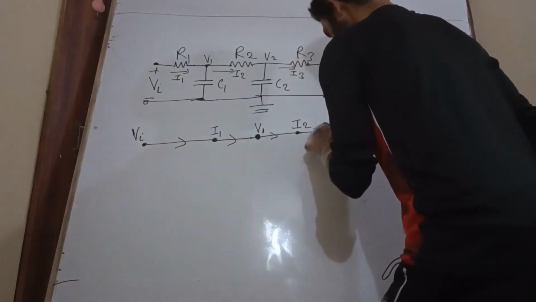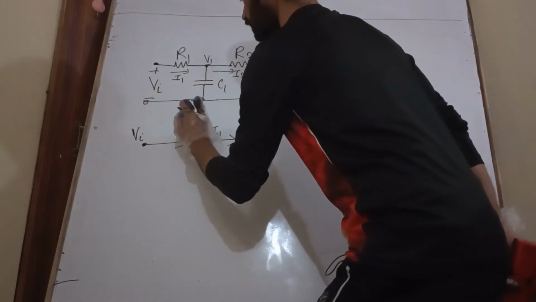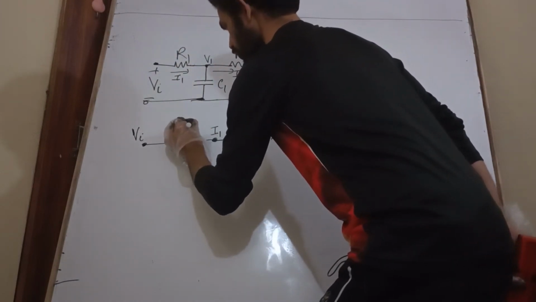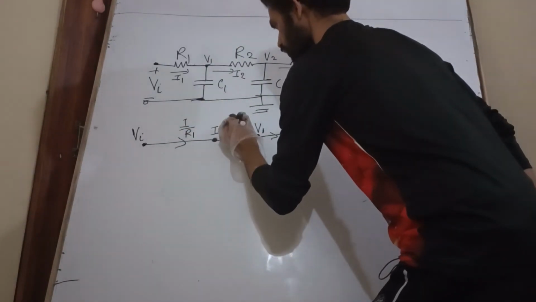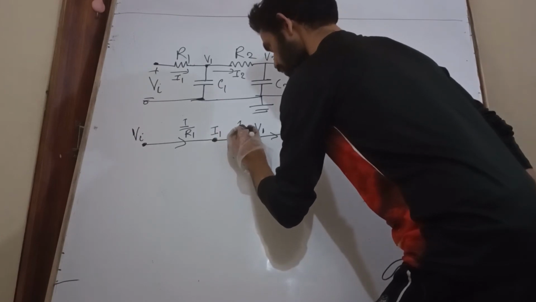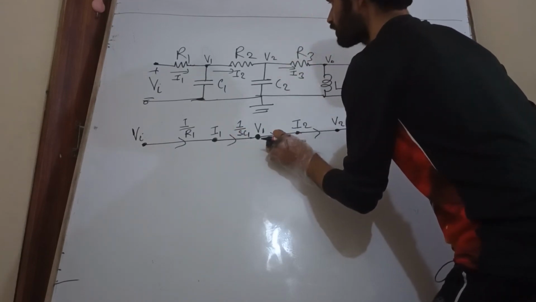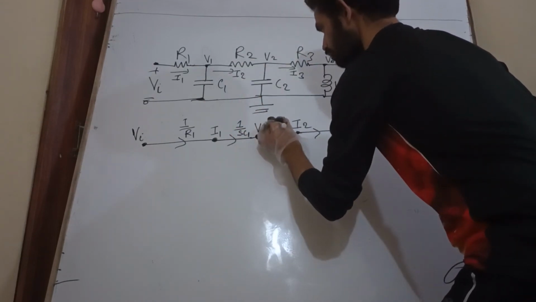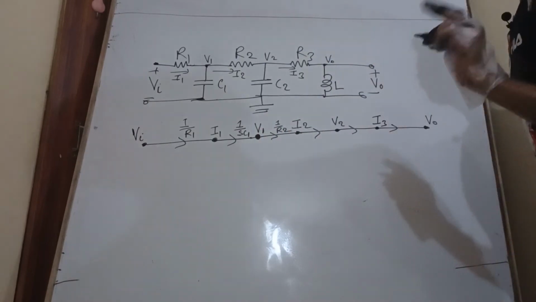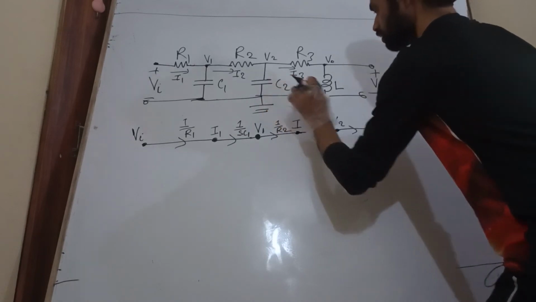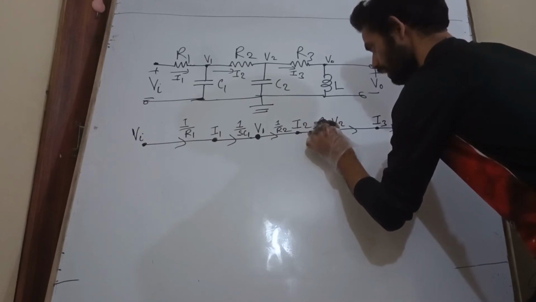Now we will write the gain. First one is what? Admittance, right? Admittance is 1 by R1. Then impedance is 1 by SC1. Next admittance is 1 by R2, and the impedance of C2 is 1 by SC2.